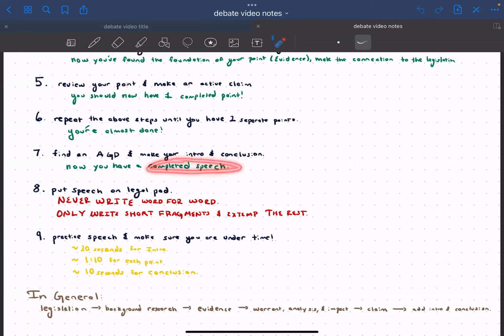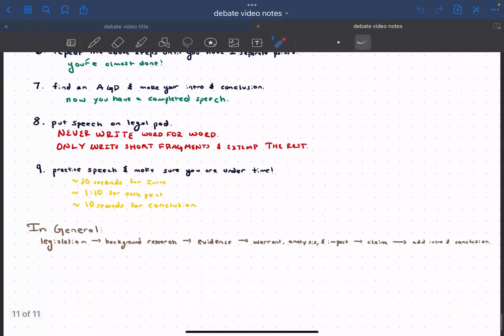Now you have a completed speech. So congratulations, if this is the first time that you're watching this, you just made your first speech in congressional debate. Now the task is to put that speech on a legal pad. Typically when I'm planning out my speeches, I'll write in more detail on a Google document or Microsoft Word on my computer, and then I'll transcribe what I want onto my legal pad. If you find that writing directly on the legal pad works better for you, then by all means take that approach. I just want to limit the amount of mistakes I make on my legal pad, so I'd end up writing it online first and then putting it on the legal pad.